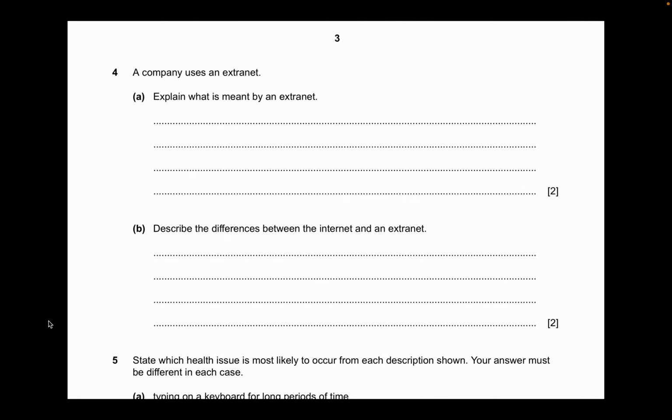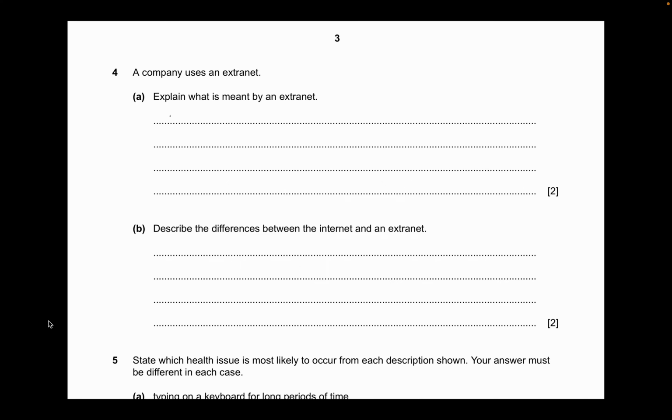Next question is, a company uses an extranet. By the way, be really careful. An extranet is not similar to an internet, because they just do sound a little bit similar, but be really careful about that. Explain what is meant by an extranet. This is for 2 marks.